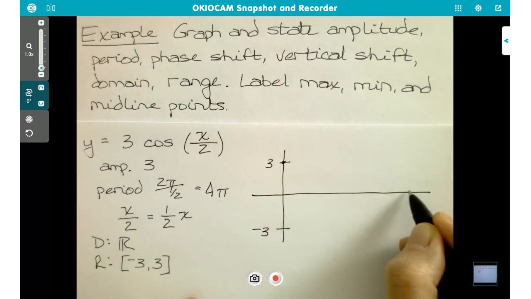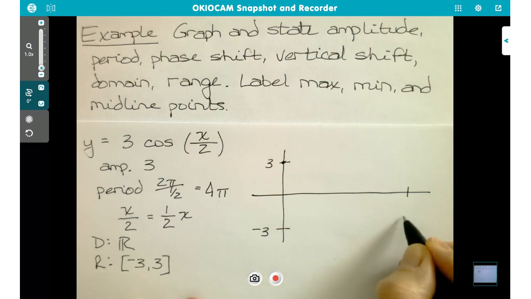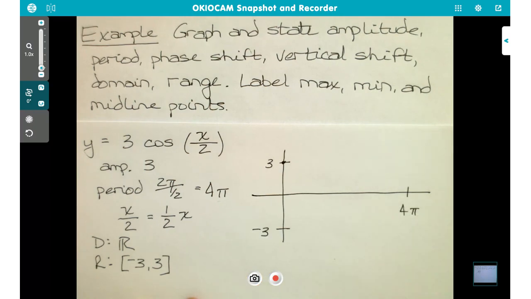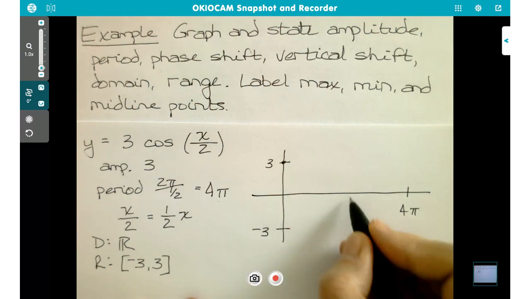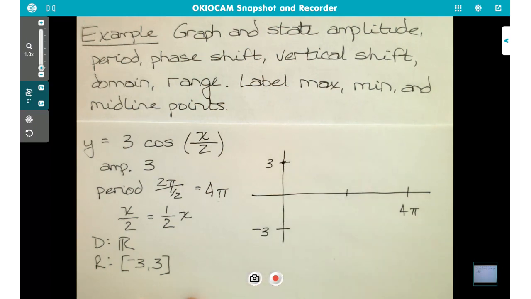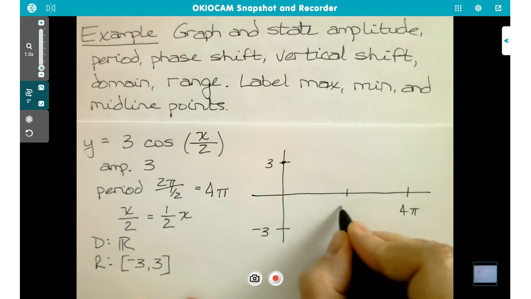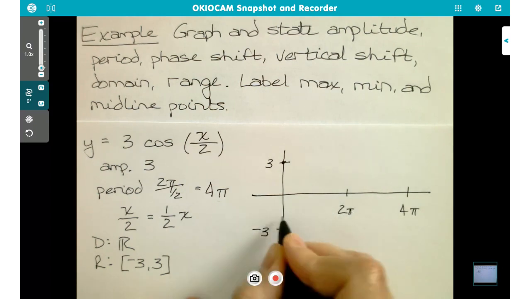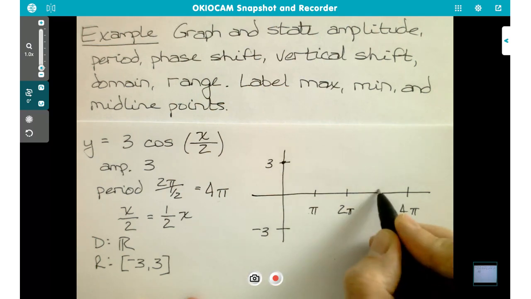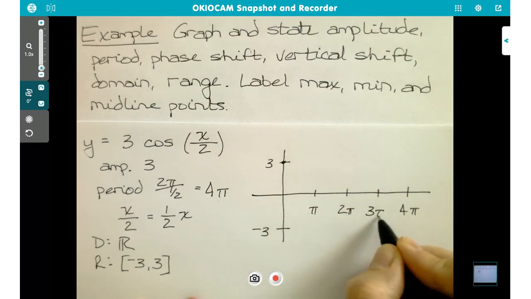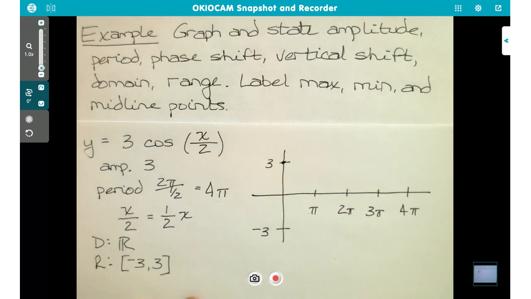The period is 4 pi. That's when I'm going to start over. I'm going to split this into 4 equal pieces so that I can line up my points. Halfway in between here is 2 pi. Halfway in between 0 and 2 pi is 1 pi. Halfway between 2 and 4 is 3. And now I can put in my important points for the cosine.